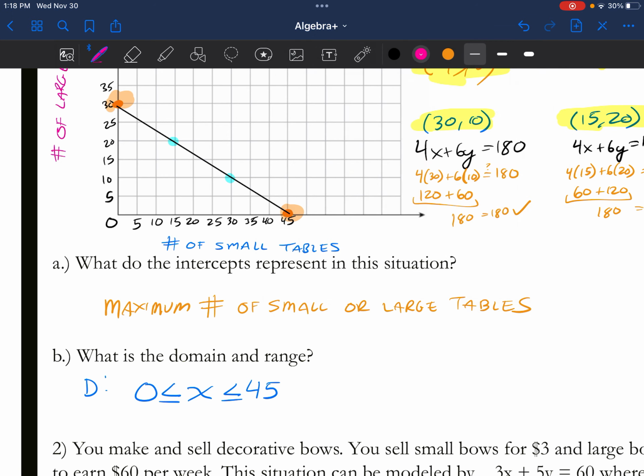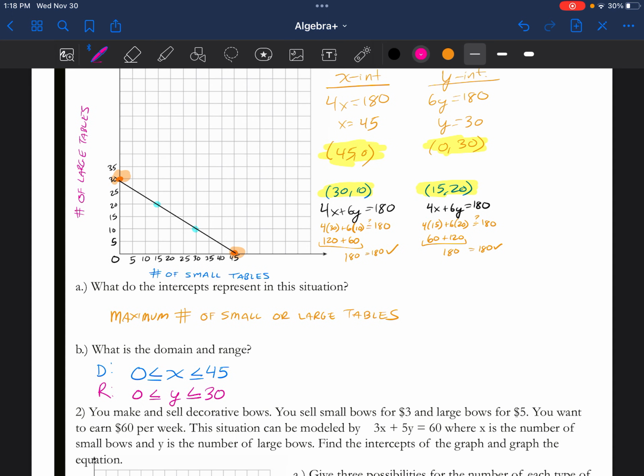Then for our range, what is the smallest amount of tables we can have? Well, 0. The largest number of tables we can have for the large tables, right? Those seat 6 people, whereas the small tables seat 4 people. Maximum we can have is 30. If you notice, these numbers came straight from the intercept, right? 45 was the largest amount you can get in small tables. 30 was the largest amount you can get in the large tables.